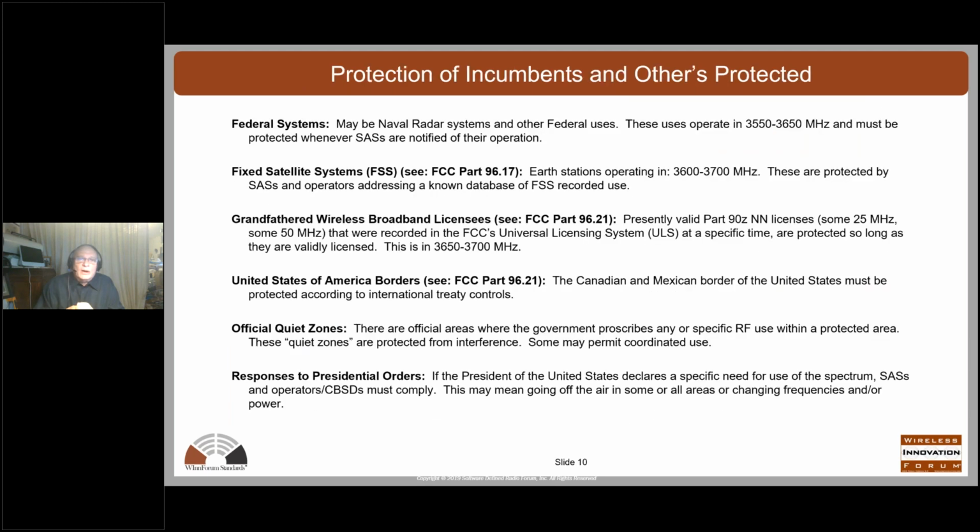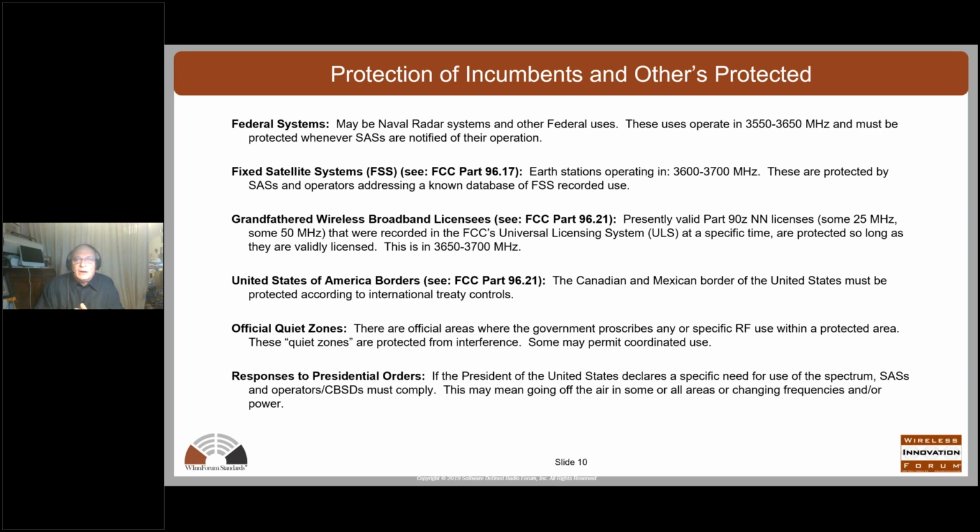All right, so these are all of the incumbents that need to be protected. I've mentioned a few of them: the federal radar systems or the federal systems, and the fixed satellite systems, which are governed, by the way, if you want to look them up, under Part 96 at 96.17. They generally range from 3,600 to 3,700 in the band. The federal radar systems are on the lower 100 band, 3,550 to 3,650.